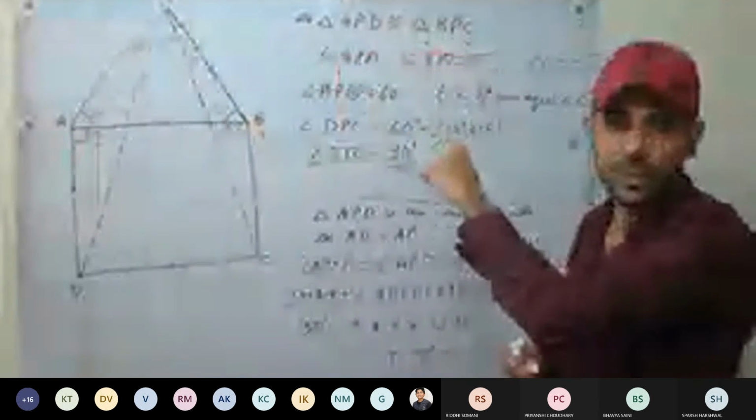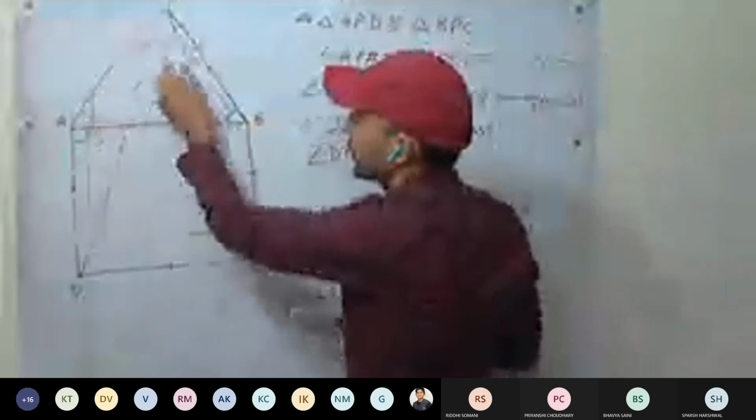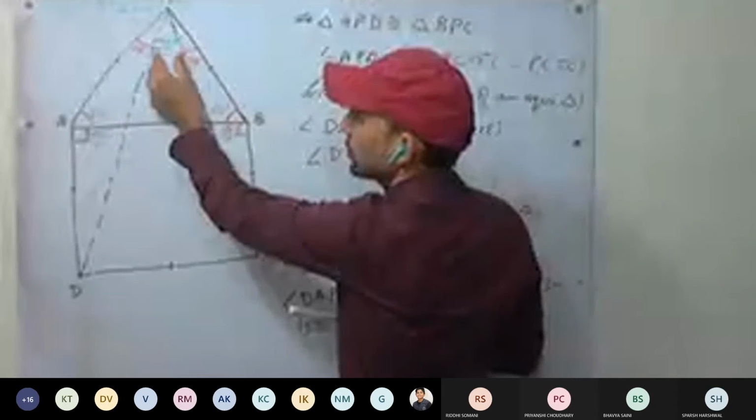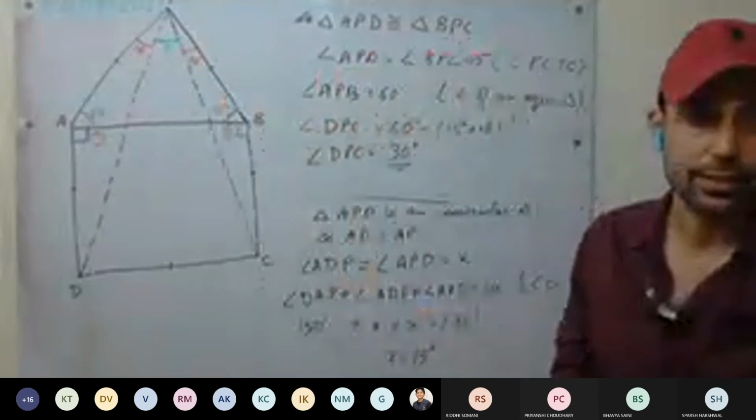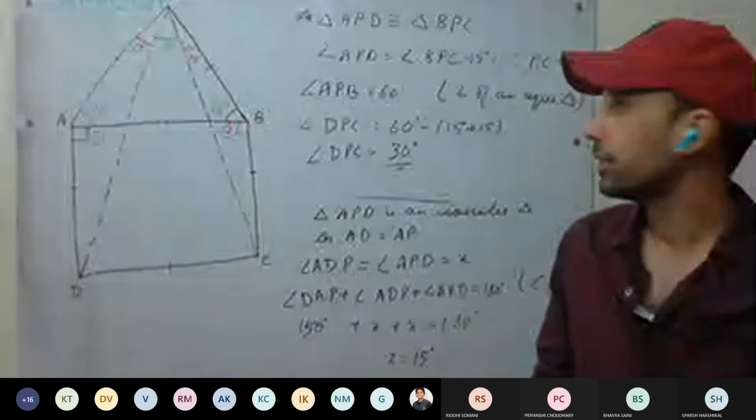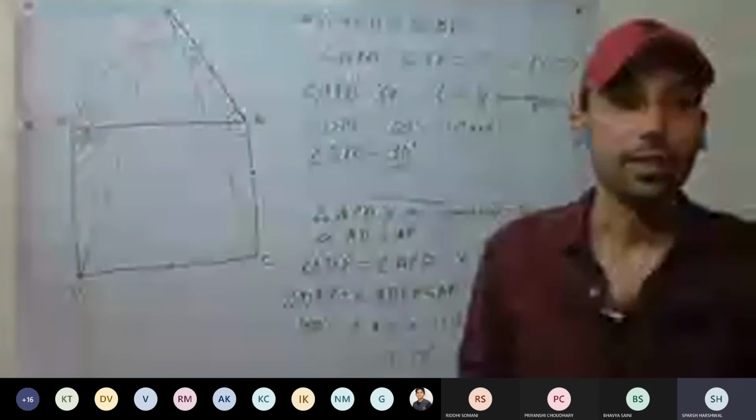So we can calculate the remaining angle. From 60 we subtract 15, and we subtract 15 again. Two times we subtract. Have you understood this one? Yes, sir. This is one way.